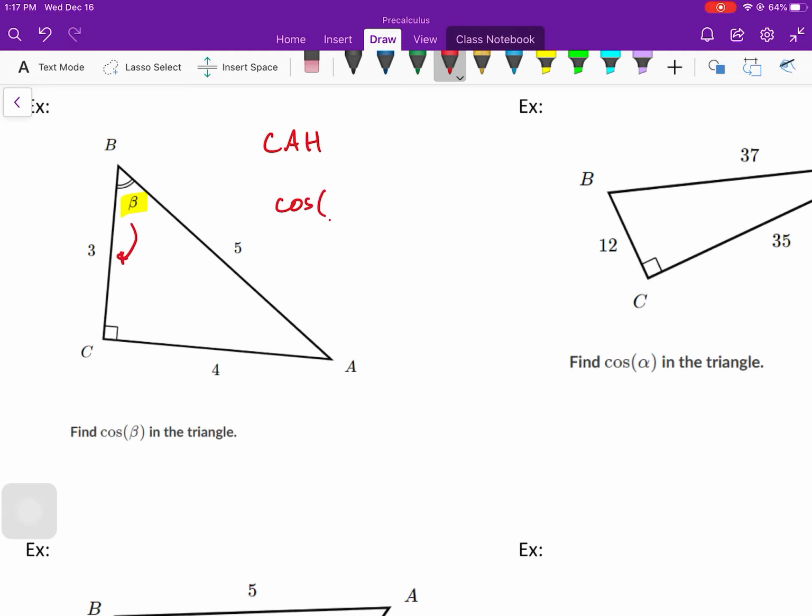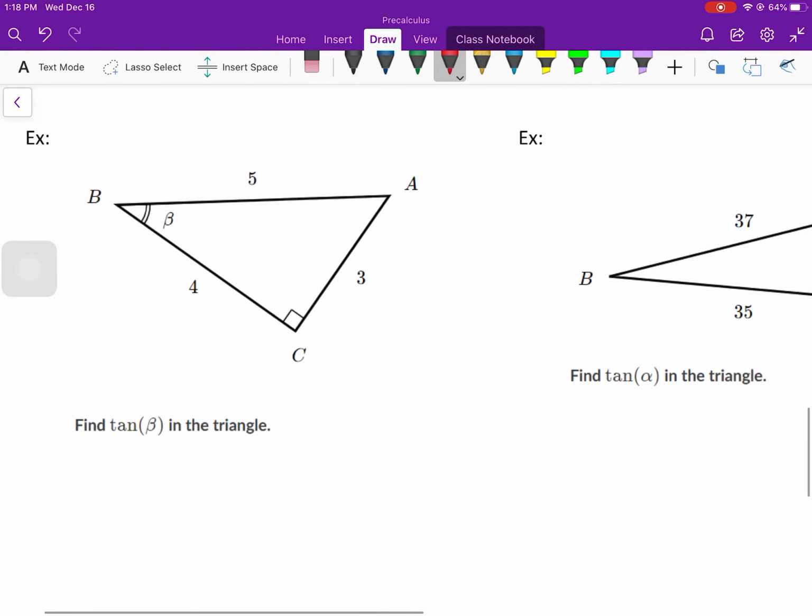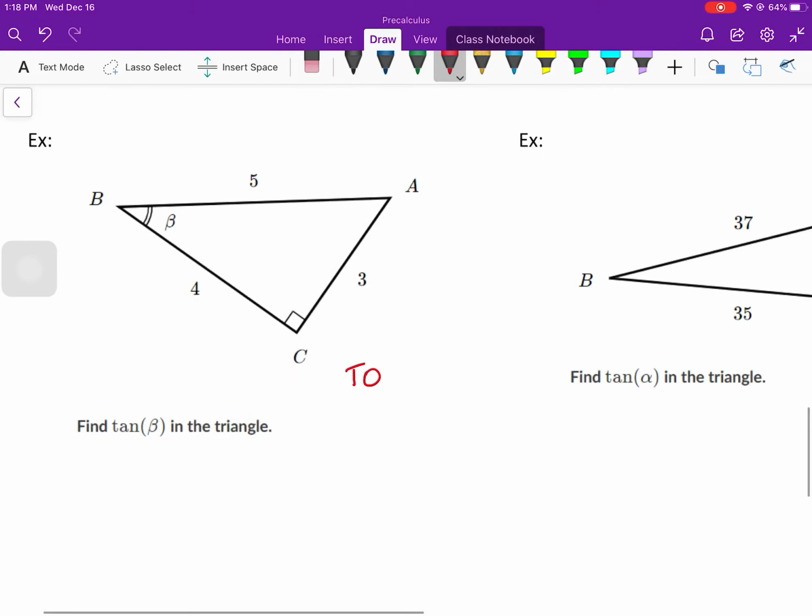Now notice cosine is the function we're using. We're not saying CA of beta. CA is just a little acronym for us to remember what cosine is. That's all that is. And so it's adjacent, which is 3, over hypotenuse, which is 5. So that will be your answer on this question. Really simple assignment. And last, tangent. So remember that's TOA. So tangent of beta. Looking at our reference angle, we want the opposite over the adjacent. And so that's going to be 3 over 4. And that's it.